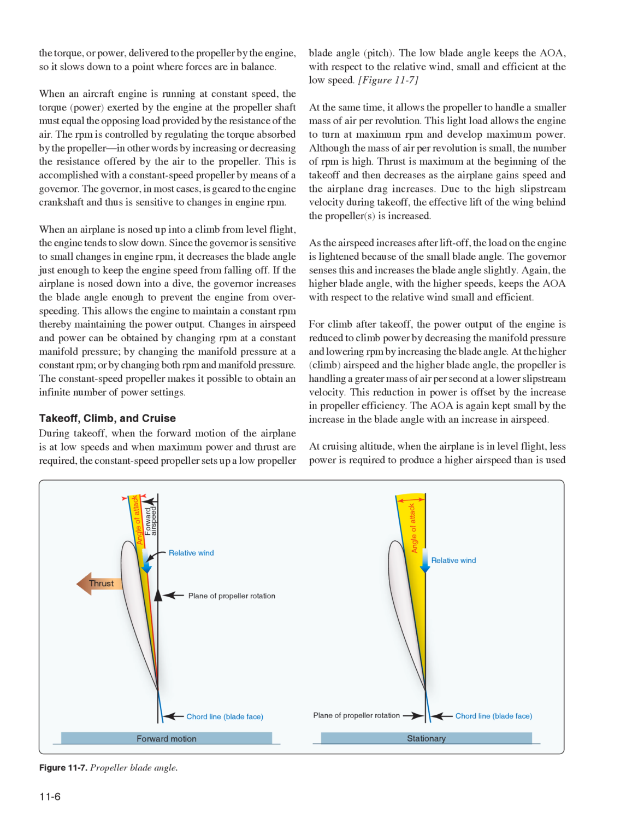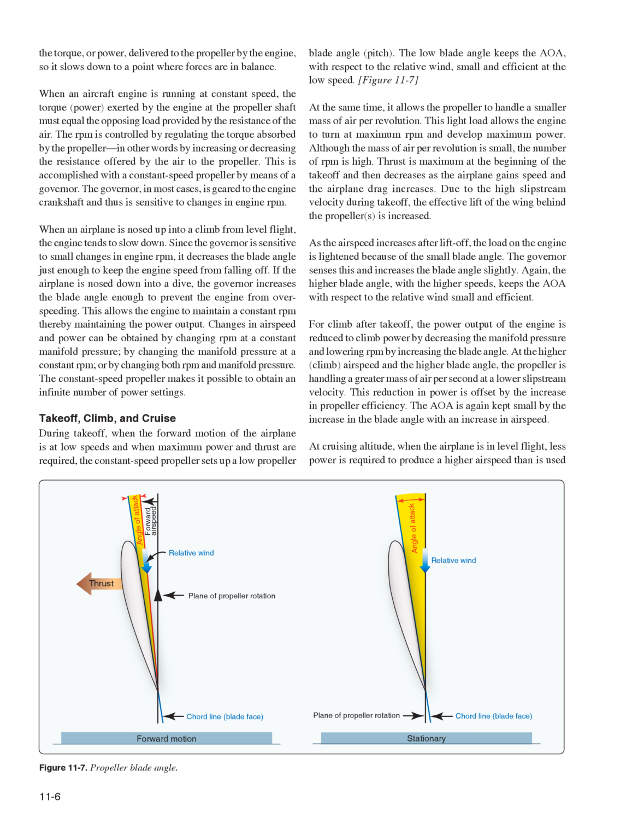Changes in airspeed and power can be obtained by changing RPM at a constant manifold pressure, by changing the manifold pressure at a constant RPM, or by changing both RPM and manifold pressure. The constant speed propeller makes it possible to obtain an infinite number of power settings. Takeoff, climb, and cruise. During takeoff, when the forward motion of the airplane is at low speeds and when maximum power and thrust are required, the constant speed propeller sets up a low propeller blade angle, pitch. The low blade angle keeps the AOA, with respect to the relative wind, small and efficient at the low speed.